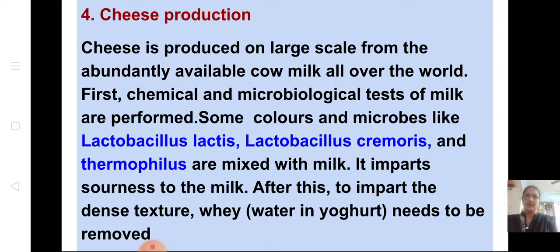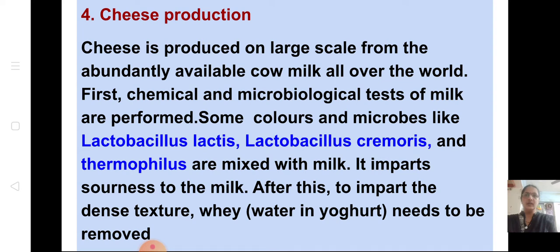First it is tested. What is tested? First it is cheese, how it is produced with the help of cow's milk. And first what test is done? Chemical and microbiological tests are done first.